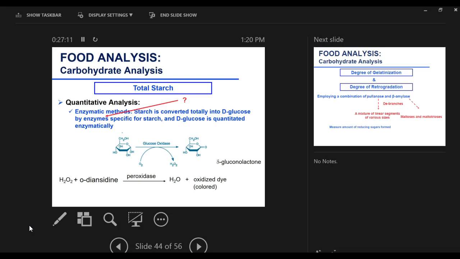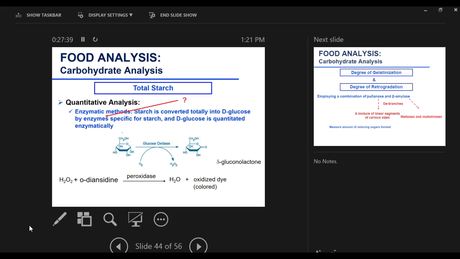We don't care about the gluconolactone. This product here we don't care for. What we care for is this peroxide that is generated. So then the second reaction, which is the indicator reaction: the peroxide, in the presence of a reduced dye, will oxidize the dye and give you an oxidized dye that has a color.